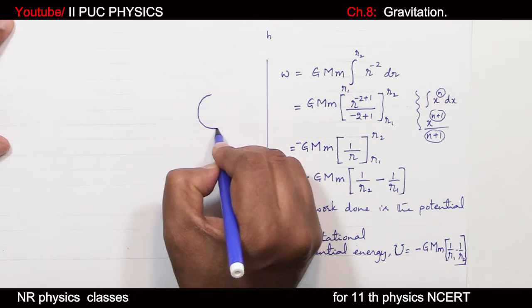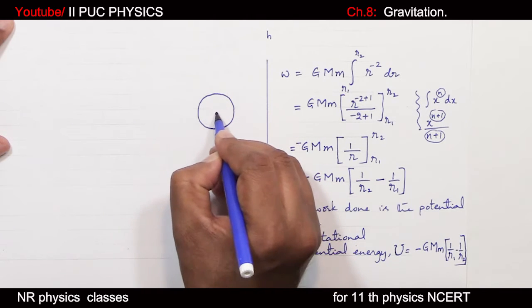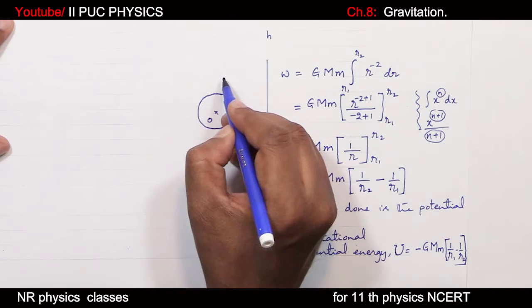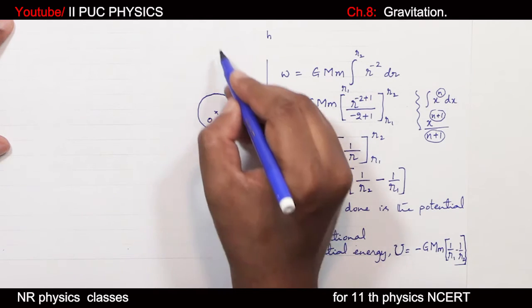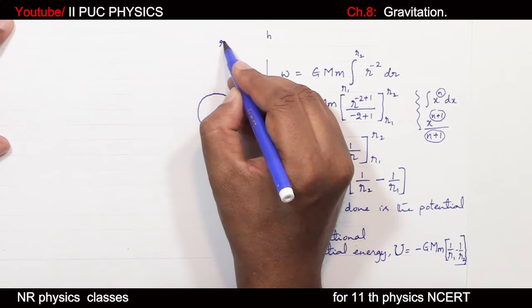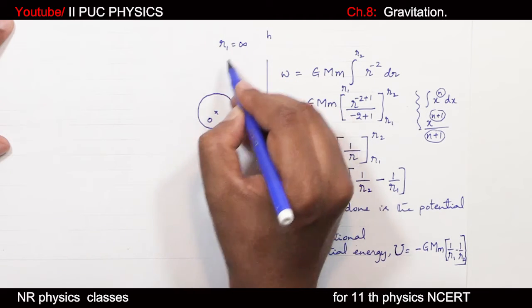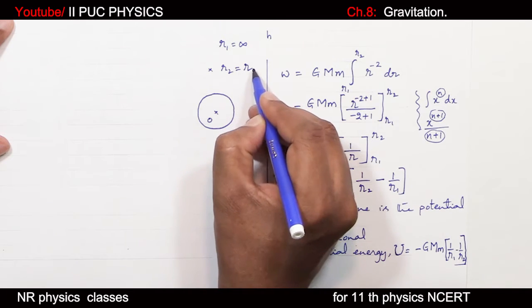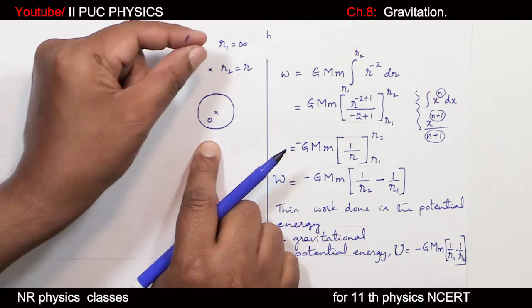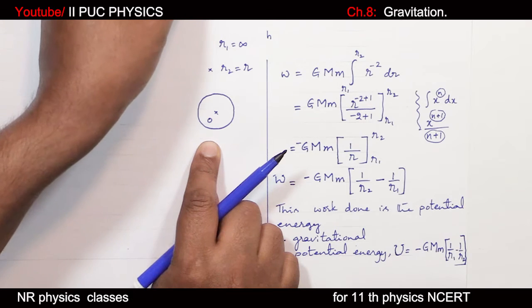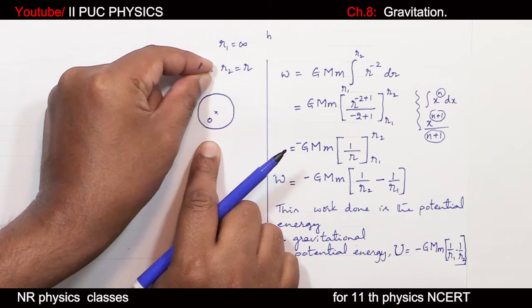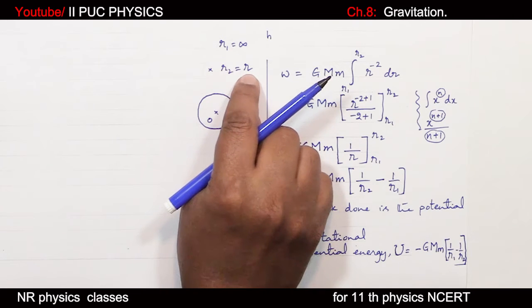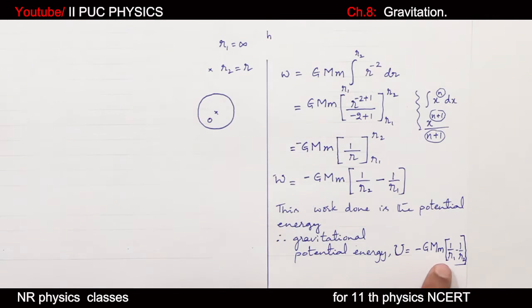This is the Earth, center of the Earth. Mass m, point mass m, is brought from infinity. So R1 is at infinity, and let this be R2, position R2, and R2 be equal to r. So we are bringing small mass from infinity to this point. Now let me substitute these two, R1 equal to infinity and R2 equal to r, in the expression for potential energy.